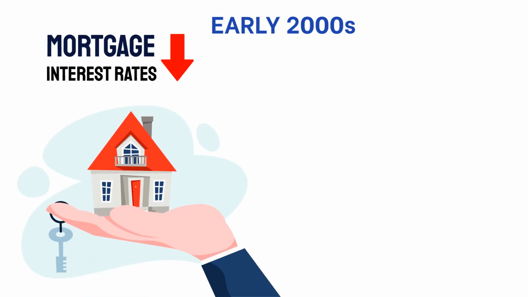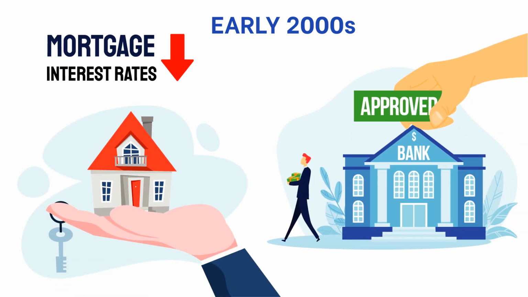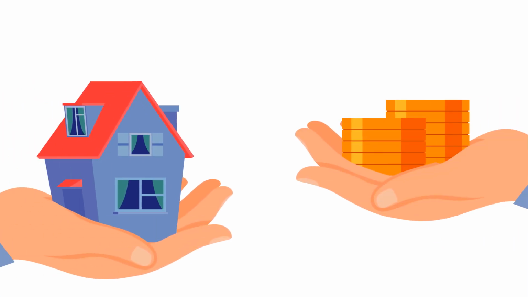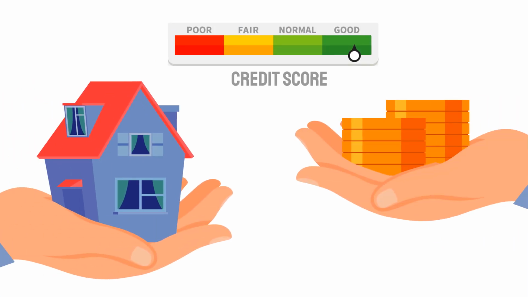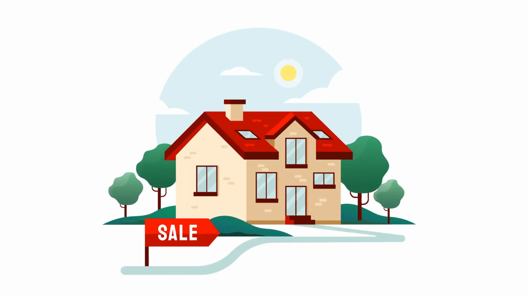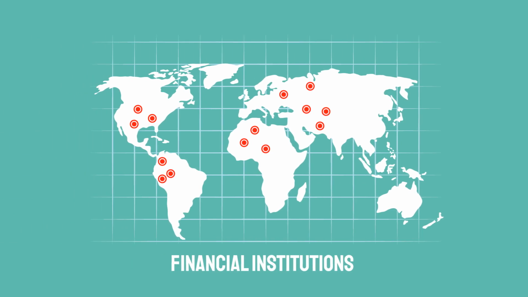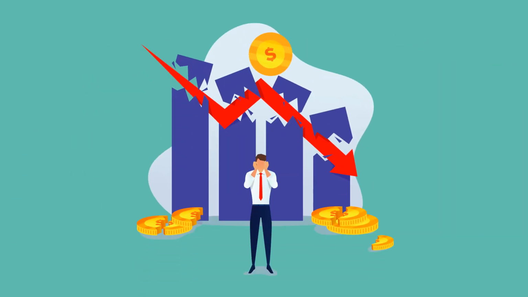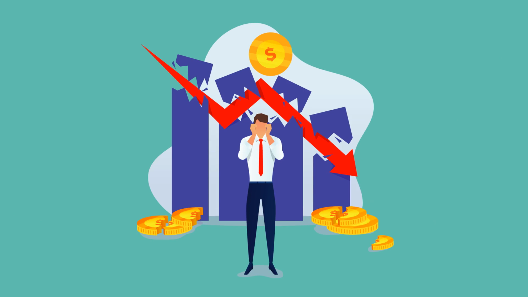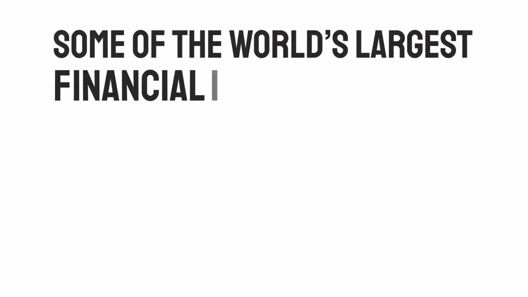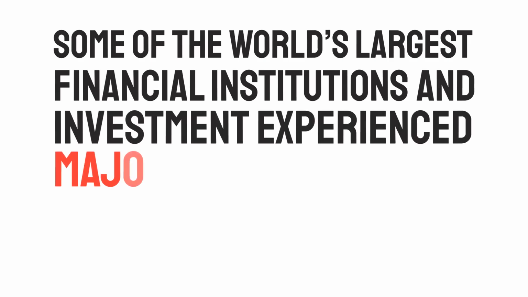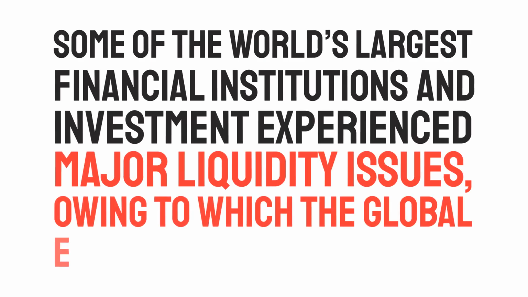In the early 2000s, mortgage interest rates were low, consequently consumers opted for large loans. Moreover, banks gave mortgages to even those who didn't qualify for a mortgage due to either low income or a low credit score, believing that they can get their money back as well as earn a profit by selling the property. Once the property bubble burst, several financial institutions across the globe were hit hard as people who were unable to repay their mortgages started to default. Some of the world's largest financial institutions and investment firms experienced major liquidity issues, owing to which the global economy almost collapsed.